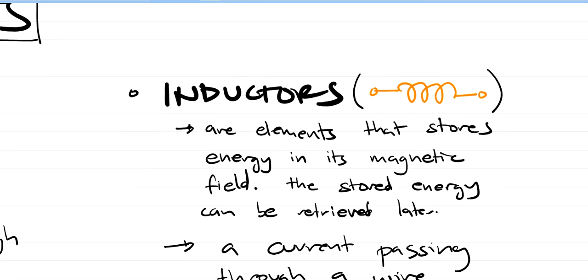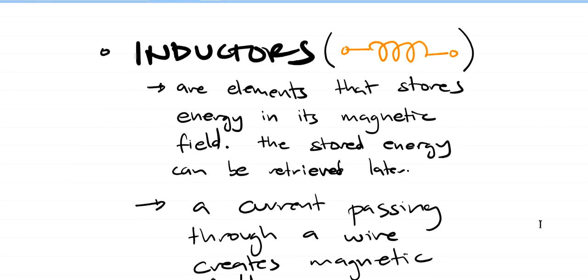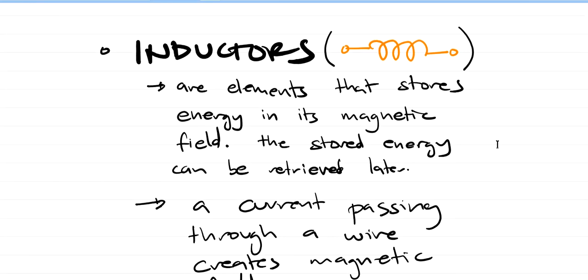Right, so next one is inductors. Okay, inductors, we have the symbol, something like a coiled wire. So these are elements that store energy in their magnetic field. The stored energy can be retrieved later. Okay, so it is a storage of energy, except that I think it's the kinetic energy rather than the potential energy of the charge. So the movement of the charge, it wants to resist any change of current. Okay, so something like the moment of inertia, I think, in the study of mechanics.